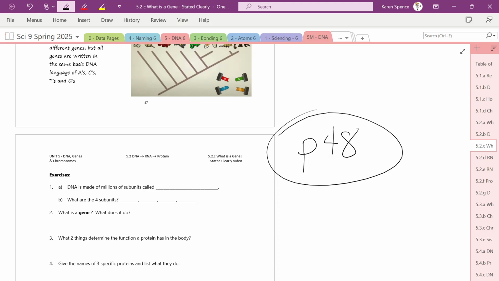Okay? Hi. So here it says DNA is made of millions of subunits called nucleotides, right? Yeah. And the bases are the subunits of that. Yeah, they are. Sometimes we get a little loosey-goosey with the language. My apologies.